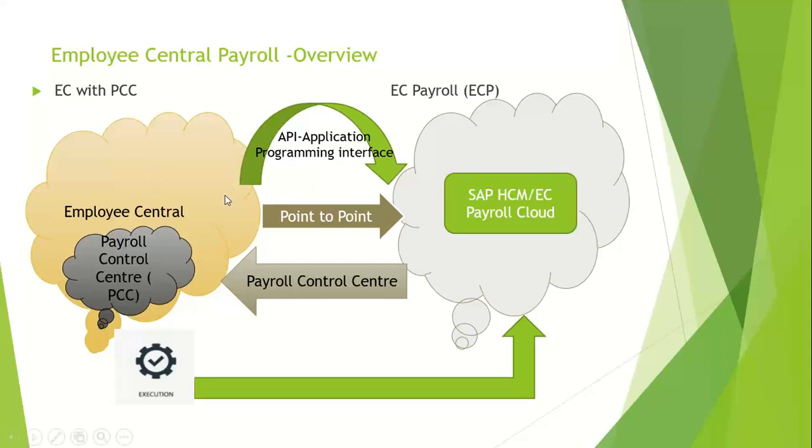So the initial load or regular data replication is maintained in one system, and you're replicating data from this system to this system, because this is my payroll engine. You need to get the data from EC, and the replication program will help with that. For example, if you have 600 or 700 employees, this is how the data will replicate from EC to ECP.